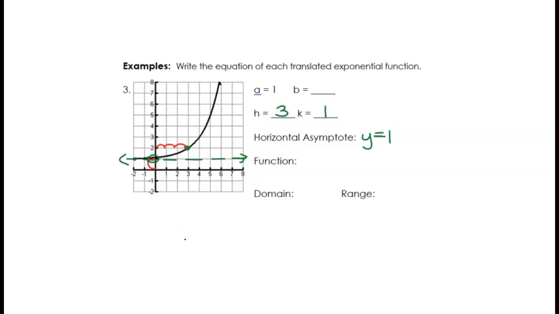And finally, the last thing that I need to do in order to find my function is to calculate the b value. So the way I get that is I go from this point, I go 1 to the right. Here's the point along that line. And I count the distance from that point to the asymptote. Not to the axis, but to the asymptote. So that distance is 2, meaning my b value is 2.